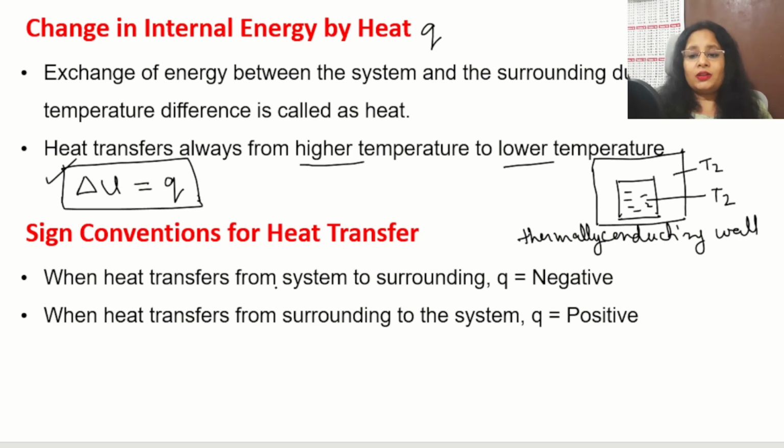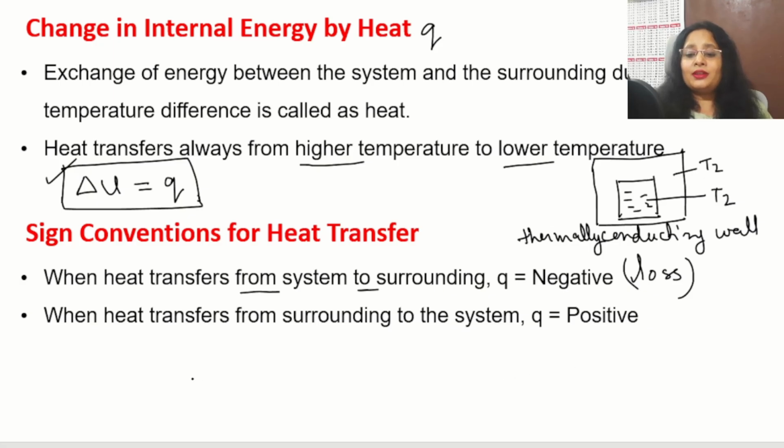When the heat transfers from the system to the surrounding, it means the system temperature is more than the surrounding temperature. So heat will go out from the system to the surrounding. If heat is going out, it means internal energy will now be less. If internal energy is going to lose, then what will happen? Energy loss means the sign will be negative. We can say it is loss of energy.